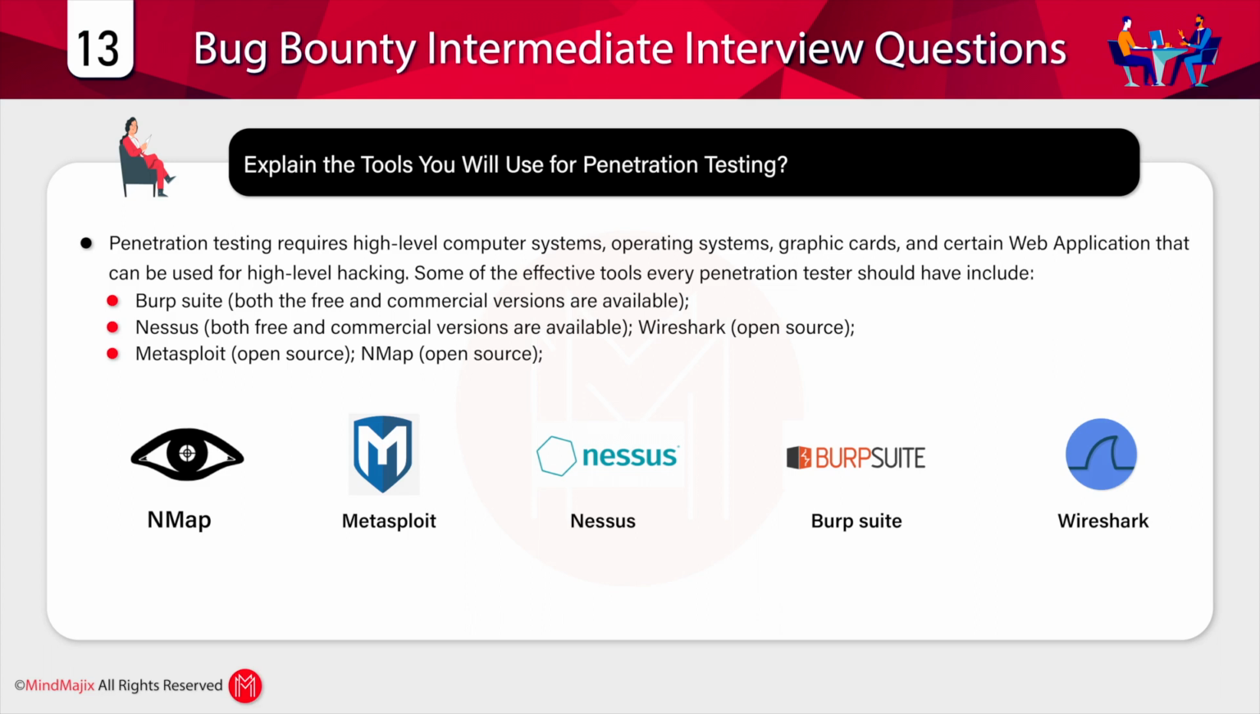versions. So here we are going to use Burp Suite. It has both free and commercial versions. Nessus tool, Wireshark tool, it's open source, and Metasploit, it's open source for Kali Linux, and Nmap tool is open source for scanning modules. So these are some examples of tools we are going to use in penetration testing.